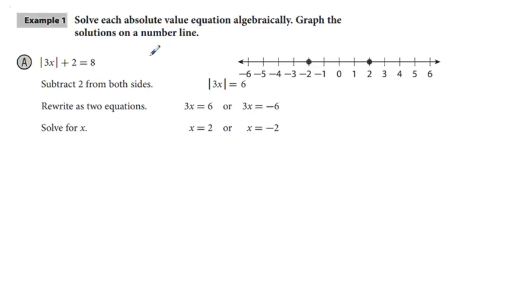Let's go about this. Here's an example 1 worked out for us. We have absolute value of 3x plus 2 equals 8. We subtract 2 from both sides, we get absolute value of 3x equals 6. And so what that does, it gives us 3x equals 6 or 3x equals negative 6. And solving each equation respectively, we get x equals 2 and x equals negative 2. So we can mark those solutions on a number line.